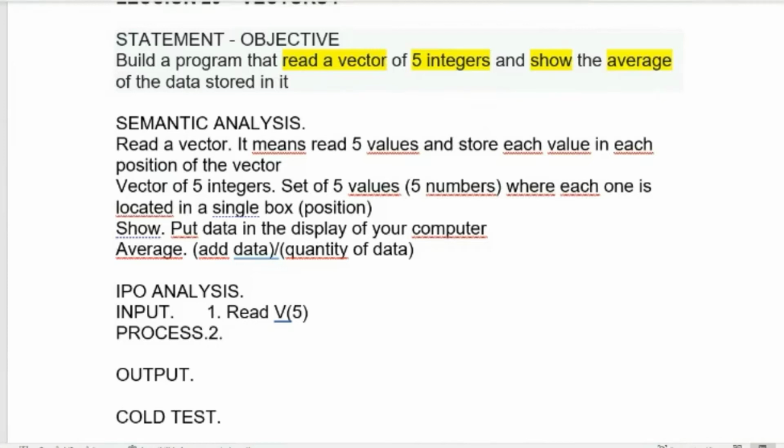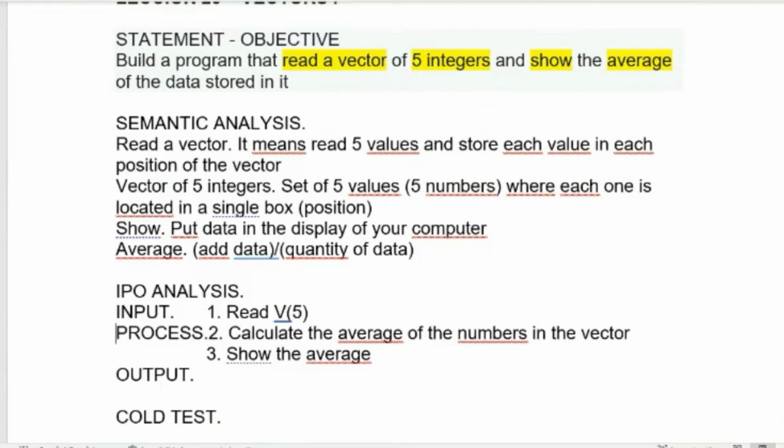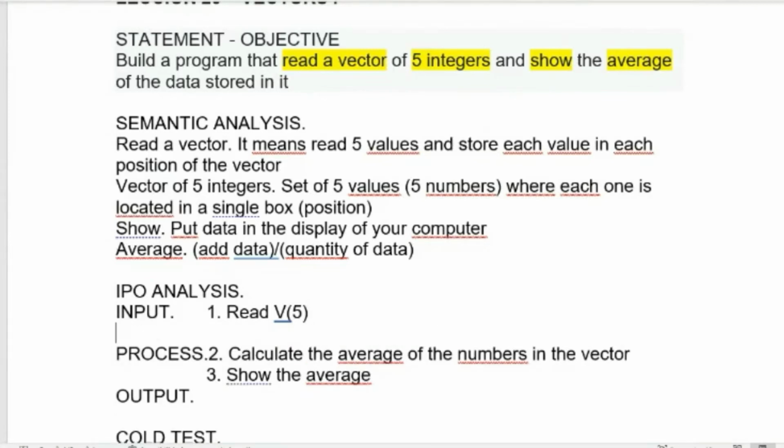Second one. Calculate the average of the numbers in the vector. And here, show the average. Okay? This is the general instruction. And now, let's specify each one.